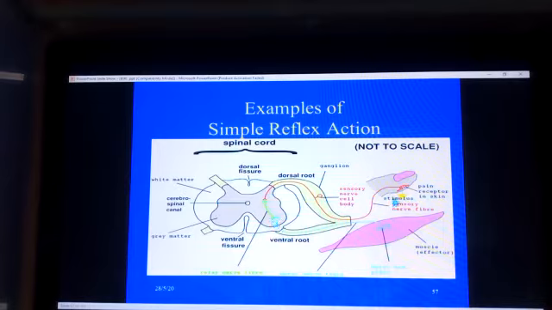So the effectors contract, bringing about a movement. The movement is the one that enables the part of the body to be withdrawn or removed away from a stimulus which is injurious, like for example in this case pricking objects. So there are many other examples that you can use to illustrate simple reflex action.